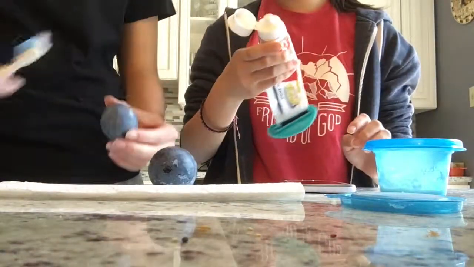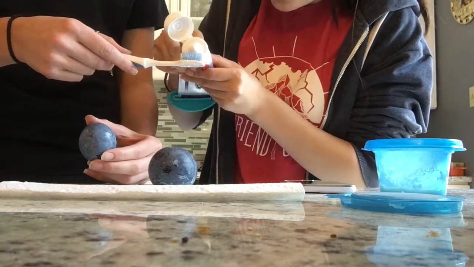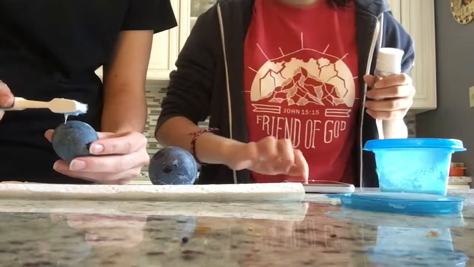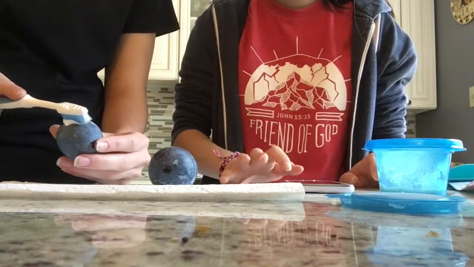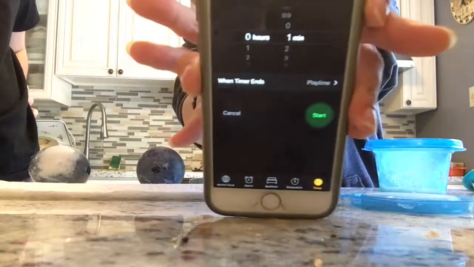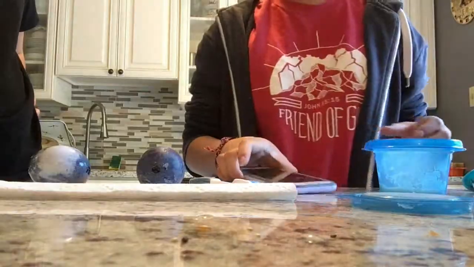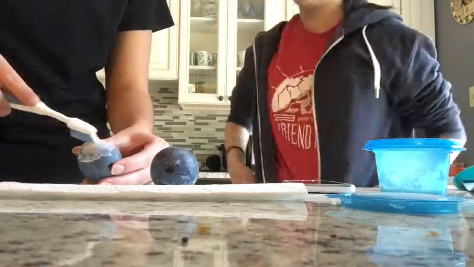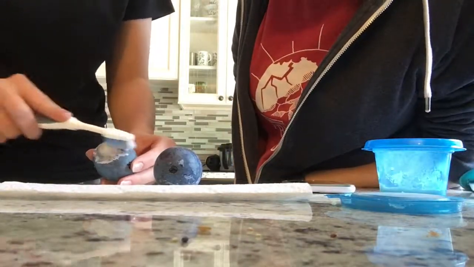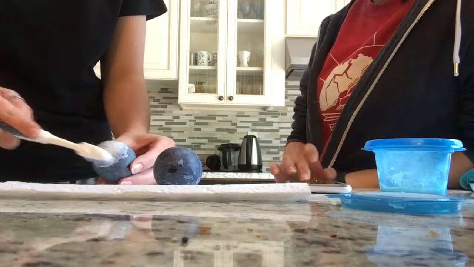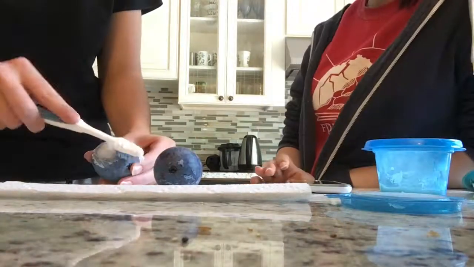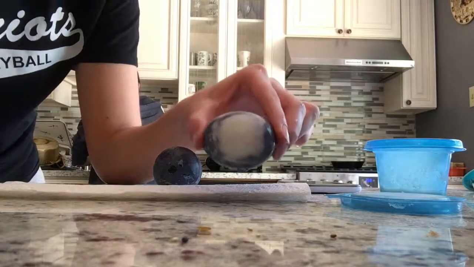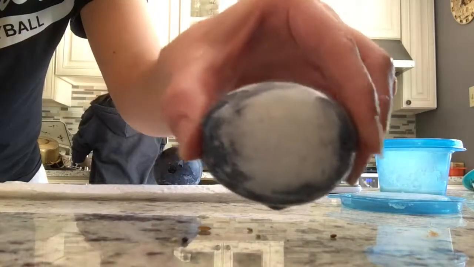First, we started with the Colgate toothpaste on one of the eggs. We did 1 minute of scrubbing. The egg turned out to have still a purple tint, but was relatively white.